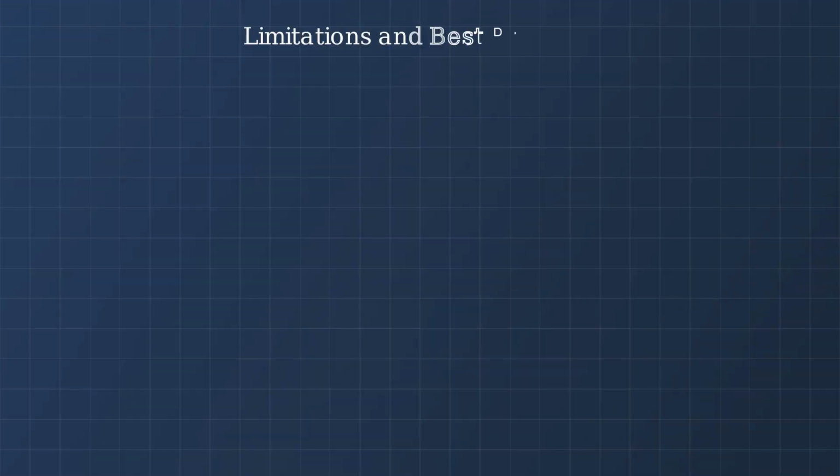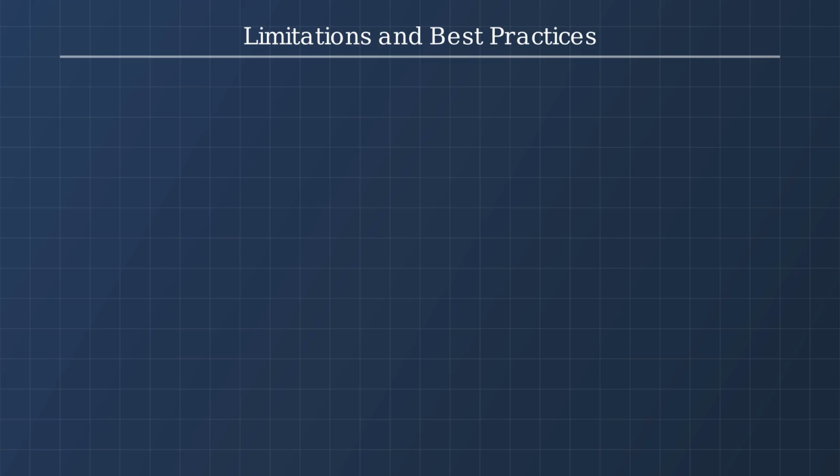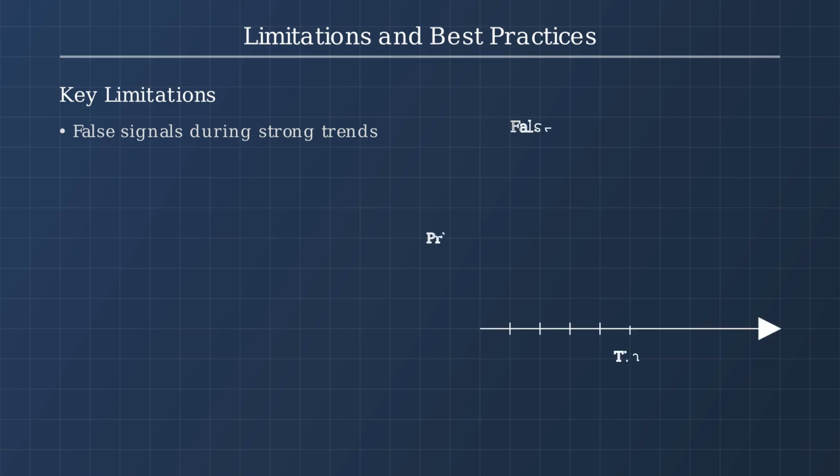Let's explore the limitations of the Connors RSI indicator and the best practices for using it effectively. The Connors RSI, like all technical indicators, has several important limitations to be aware of. First, it can generate false signals during strong trends. When the market is trending strongly in one direction, the indicator may signal overbought or oversold conditions prematurely.